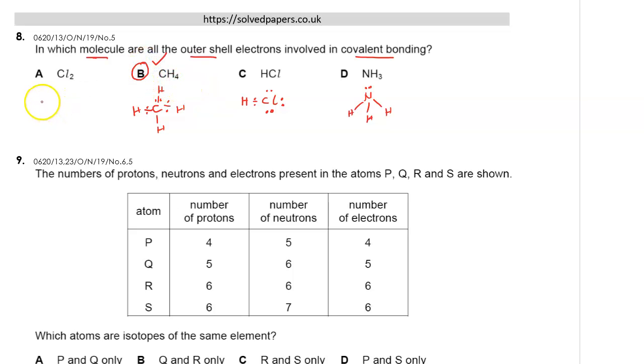Of course, you can clarify chlorine. Chlorine is bonded to another chlorine atom. So it has got a shared pair there, but each chlorine atom here has got 3 pairs of electrons which are not participating in bonding. So that makes it not the correct answer. So the correct answer there is methane.